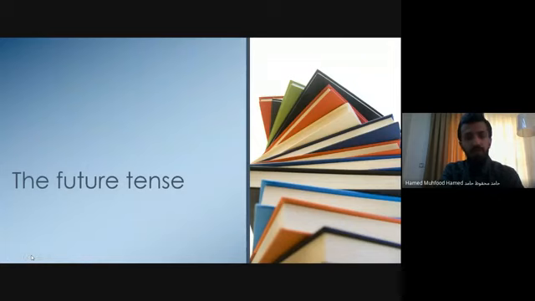Now we move to the future tense. Now, what is meant by the future tense?